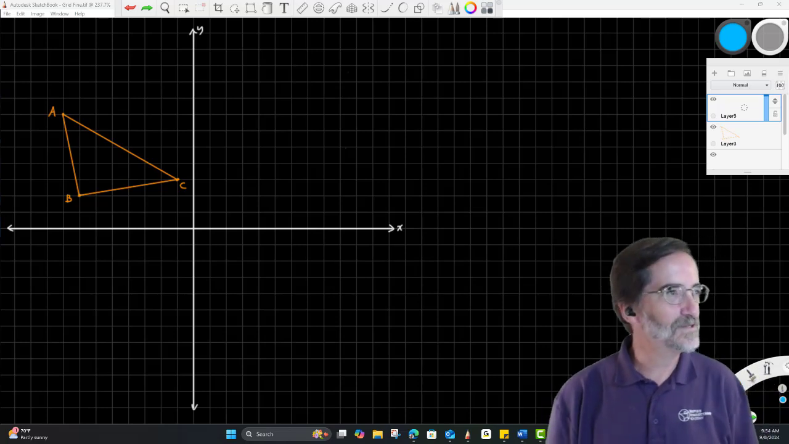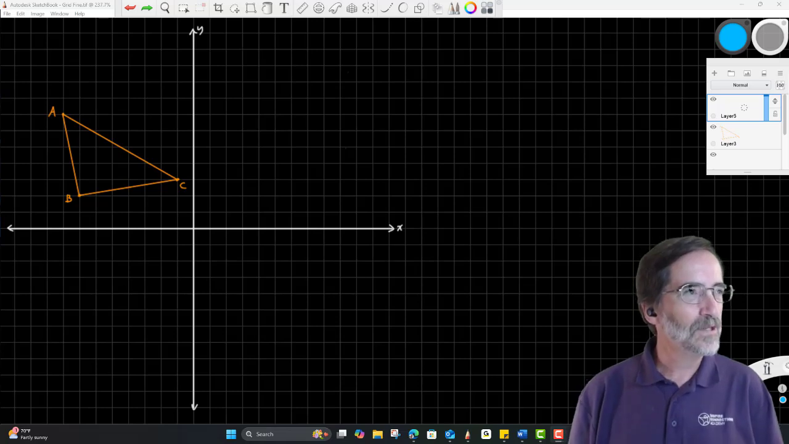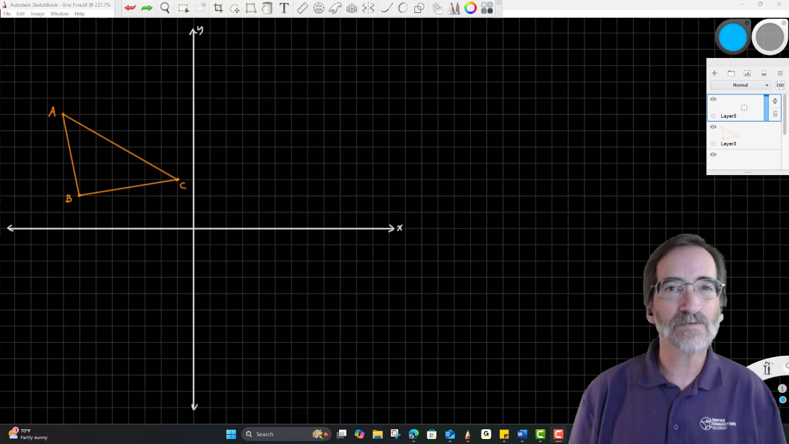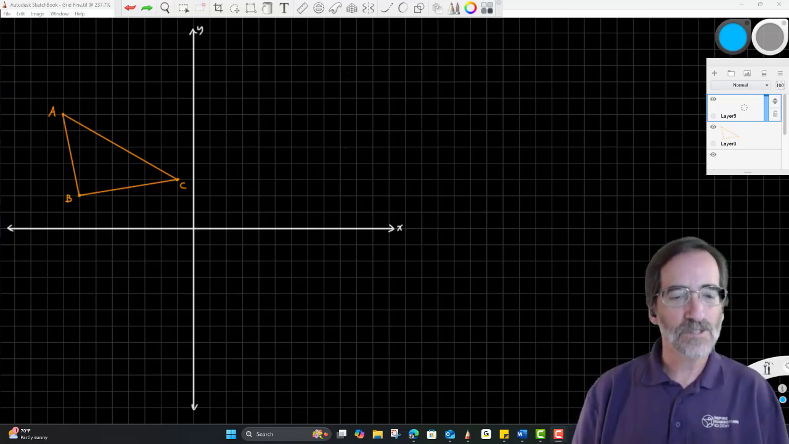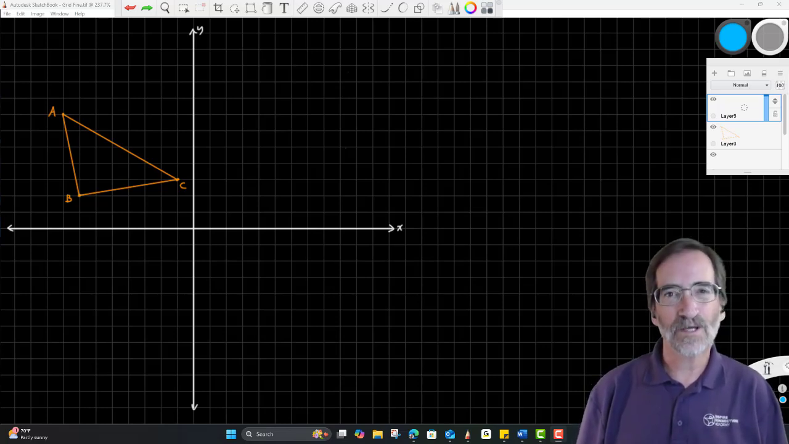All right, this is Geometry A, Unit 4, Lesson 10. We're looking at comparing rigid transformations. So let me distinguish between rigid transformations and non-rigid. Rigid transformations are transformations in which the size and the shape of the object, or the preimage, is preserved. So all the side lengths are the same, all the angles are the same.